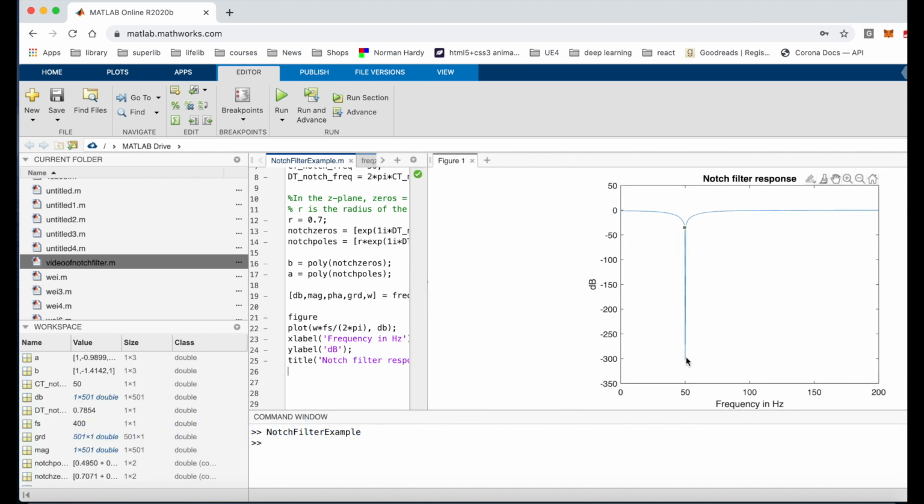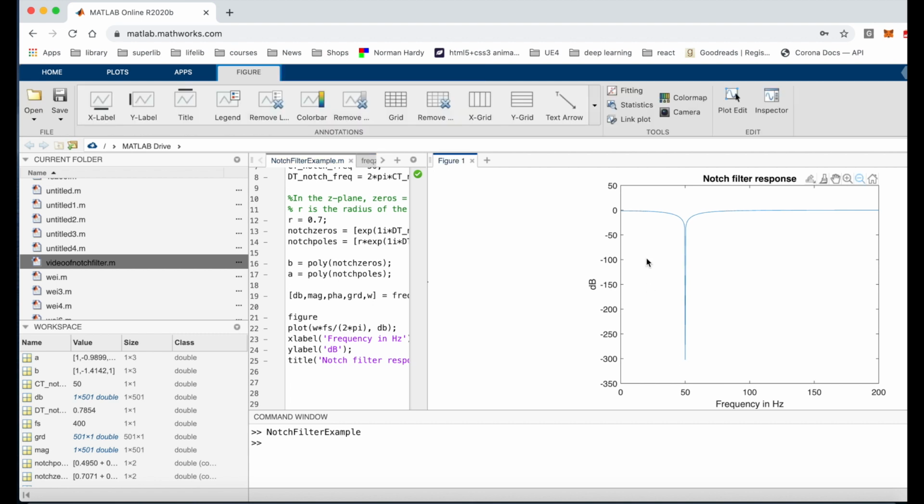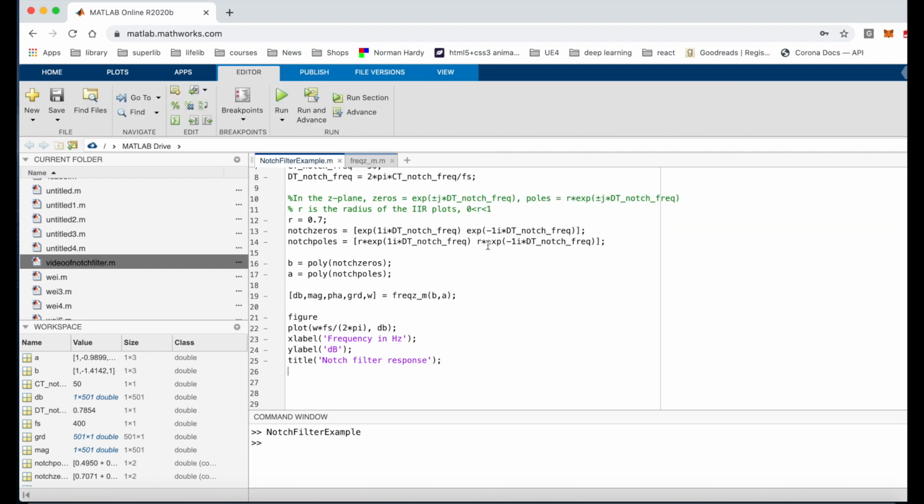We can see the result. When the frequency is less than 50 Hz, the dB is 0, which could pass the signal. And when the frequency is greater than 50 Hz, the dB is also 0. It could pass the signal. Just when the frequency is equal to 50 Hz, the dB is very low, around negative 300 dB. It will filter the 50 Hz.